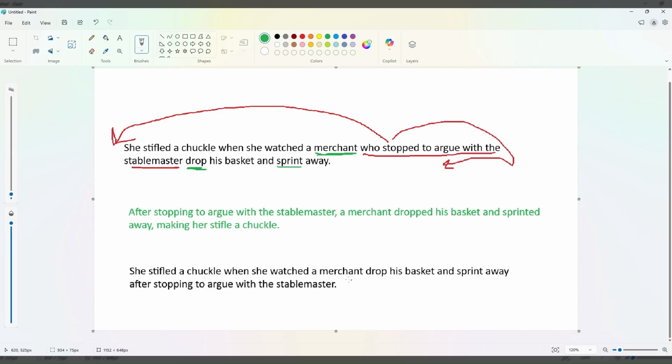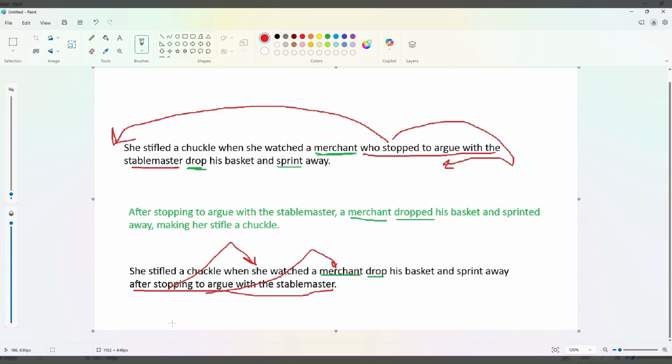Both of these get the subject of the verb and the verb closer together, or right next to each other, which makes this easier to understand. Sometimes though it can create other problems. She stifled a chuckle when she watched a merchant drop his basket and sprint away after stopping to argue with the stable master. This one reads a lot better, but creates a new problem maybe. We don't know who stopped to argue with the stable master. Did the merchant stop, or did she stop to argue with the stable master? So that can create ambiguity.